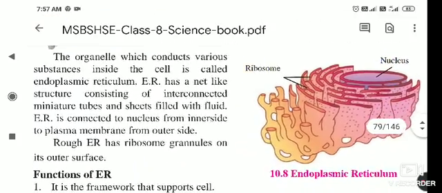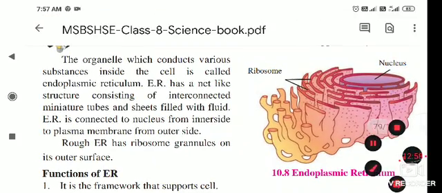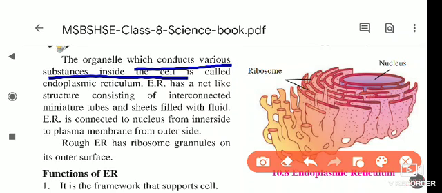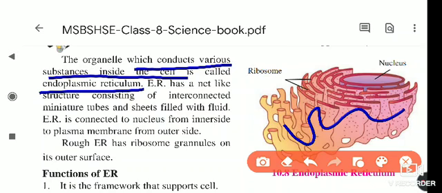Now here, the organelles which conduct various substances inside the cell are called the endoplasmic reticulum. The organelles which conduct various substances inside the cell are called the endoplasmic reticulum, or E.R.